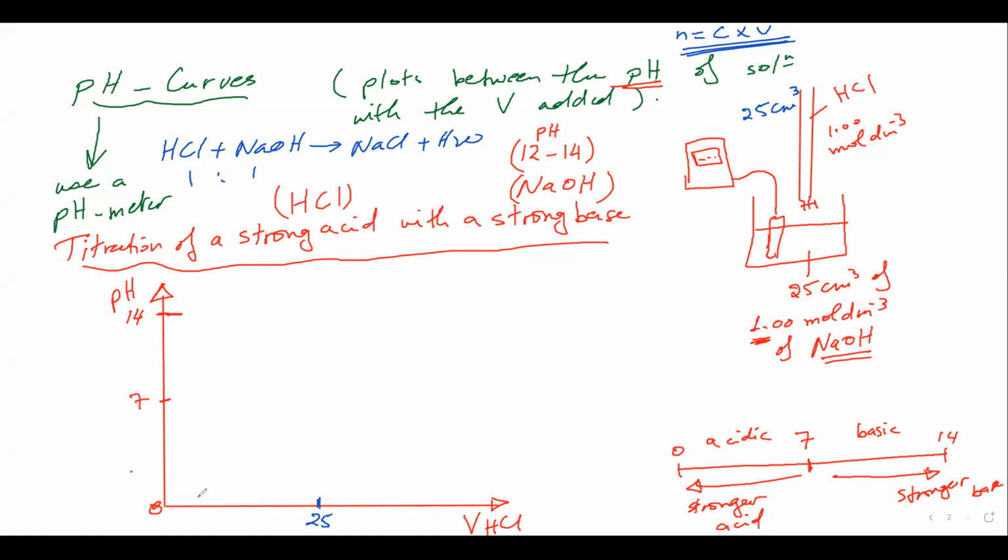Of course, here we have 5, 10, 15, 20, 25, 30, 35, and so on. So we will see that the equivalence point is the volume of HCl required to neutralize the 25 centimeter cube of sodium hydroxide, and it should be 25 because we are using the same concentrations, and the mole ratio between HCl and sodium hydroxide is 1:1. Do you understand this part, or shall I repeat it? Do you understand why 25 centimeter cube of HCl will neutralize the 25 centimeter cube of sodium hydroxide?